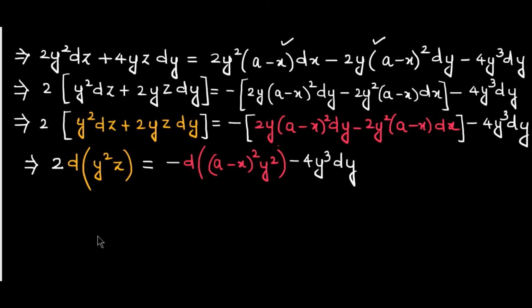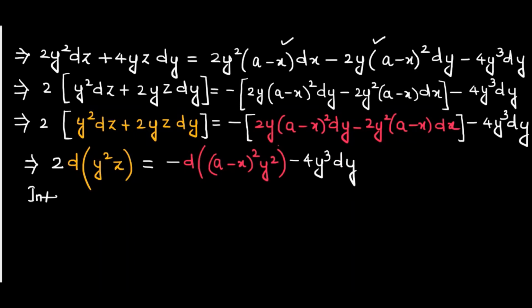Whatever I have written in the yellow colored pen is nothing but the differential of y square z, and whatever I have written in the rose colored pen is nothing but the differential of (a minus x) the whole square y square. And that is the reason I was telling you before that Charpit's method is a little bit tough to find out the answer. Now all the variables are separated. You can integrate this and then directly write down the answer.